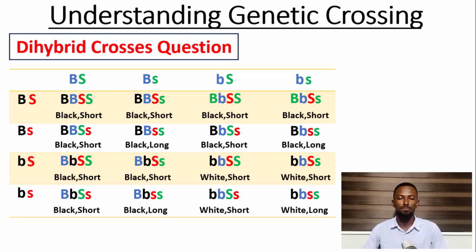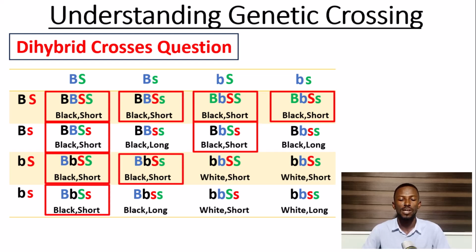The next step is to pick each of the phenotypic expressions and count the number of times it appears. So the first one is a black short fur guinea pig, a guinea pig that has black fur and short fur. So let's count the black short fur guinea pigs. If you count them correctly, you realize that we have 9 of them in there. So the black fur guinea pigs that have short fur, there are 9.